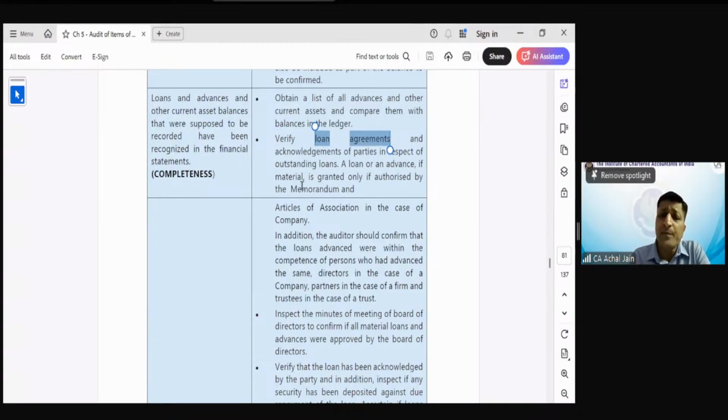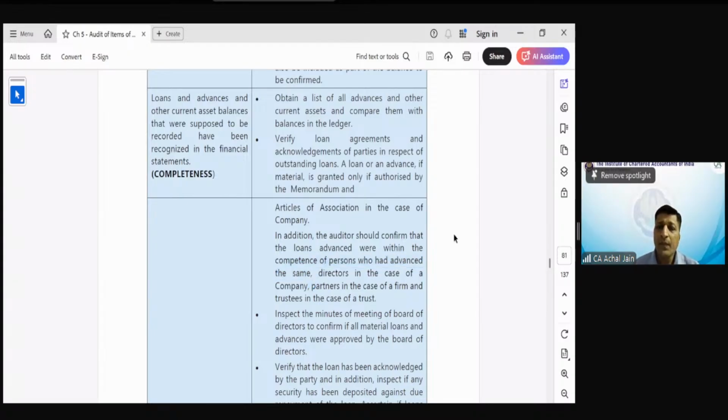One, whether the company is authorized to give those advances or not. So where do you get to see that from? Memorandum of association, articles of association of a company. These are the documents which will specify whether the company can give these or not. In addition, the auditor should confirm whether these are approved by the board of directors, because there must be some mechanism internally wherein the approval has to be there. Only then the advances can be given, only then the loans can be given. So that is also required to be looked at and evaluated.